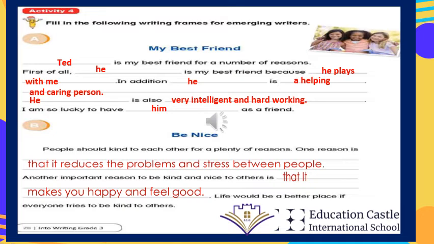The next one is be nice. People should be kind to each other for plenty of reasons. One reason is that it reduces the problems. We may write it reduces the problems and stress between people. Another reason, we may say it makes you happy and feel good. That makes you happy and feel good.